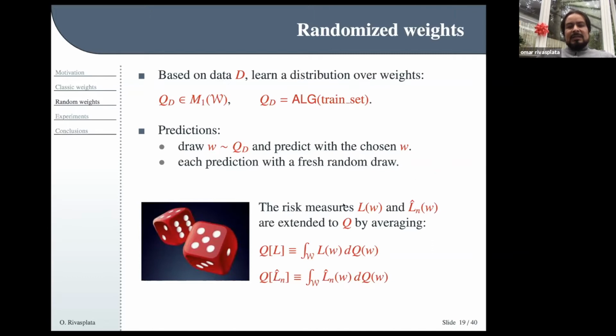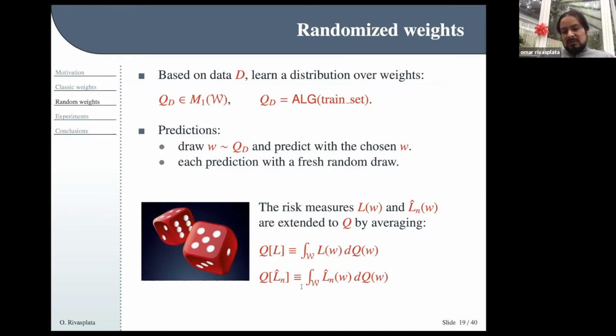And then the risk measures that before were called the loss of a fixed weight and the empirical loss of a fixed weight are lifted to these stochastic predictors by averaging with respect to a probability distribution. So I'm also using this slide to introduce some notation. Q is a distribution over weights here, and Q brackets with a function enclosed in the brackets means the Q average of the function enclosed in the square brackets. That's what this integral on the right-hand side says. So the integral of the loss, which is a function of the weights, with respect to this distribution over weights. And similarly, Q bracket empirical loss would mean the integral of that with respect to this distribution Q.